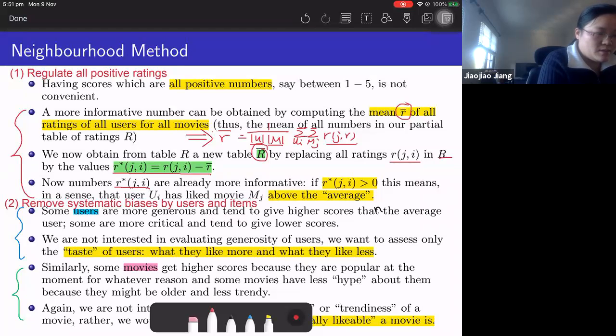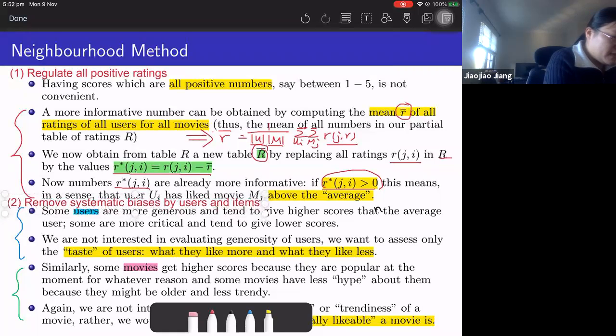Because if R star JI is positive or greater than 1, it means that this user, UI, has liked the movie MJ above the average. So R star JI is more informative. The first purpose is to regulate all positive ratings. The second is to remove systematic biases by users and items.